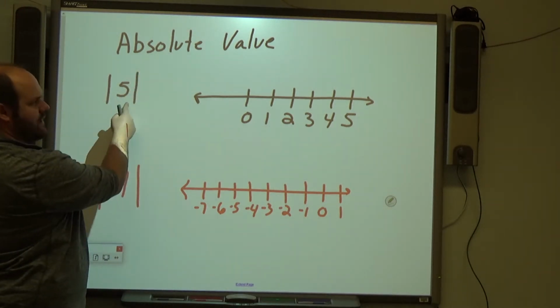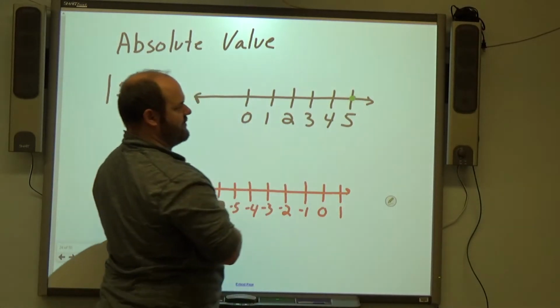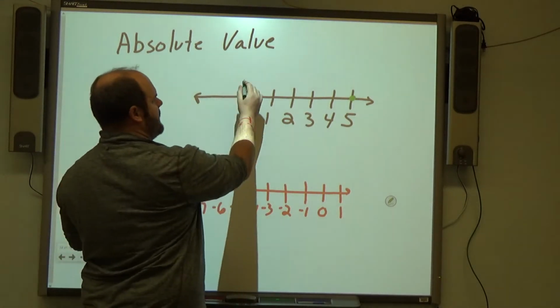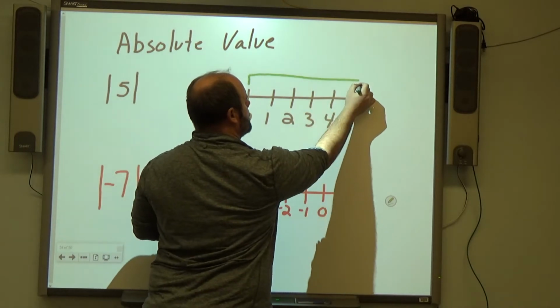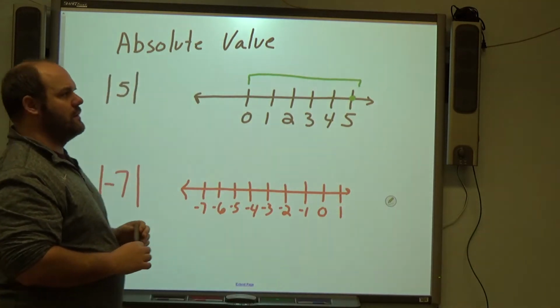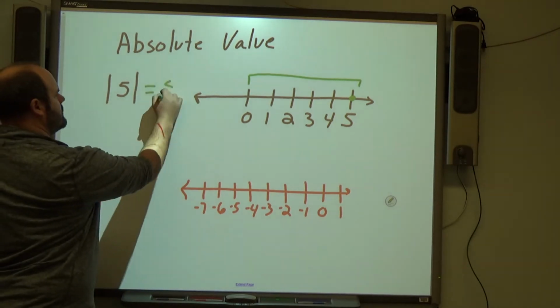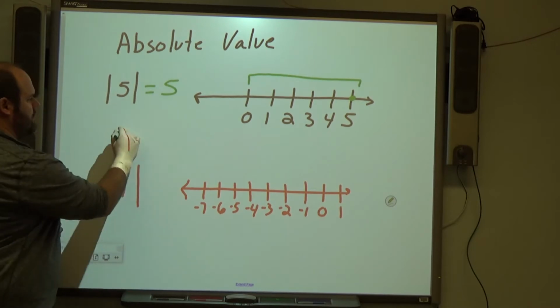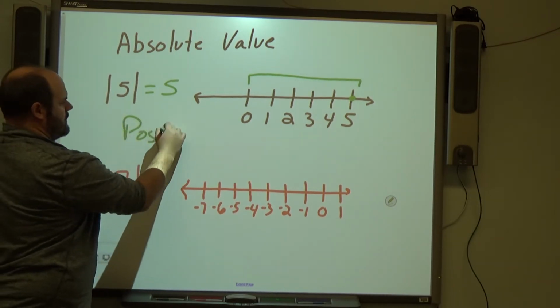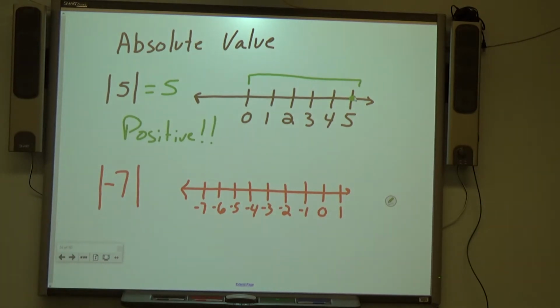So the absolute value of 5, if I go to my number line, okay, there's 5. And the absolute value is found by how far or how many units it is from 0 to 5. And on this one, it is 5 units. So your absolute value is 5. And if you can remember, absolute value is always positive.